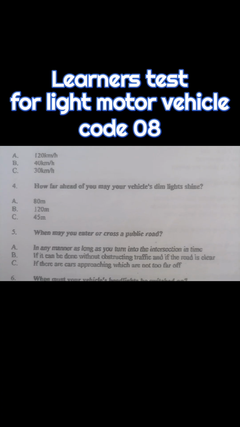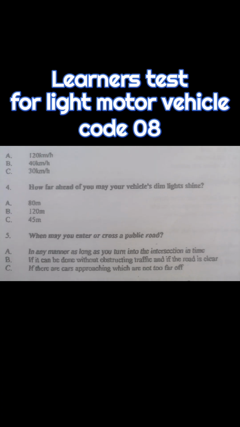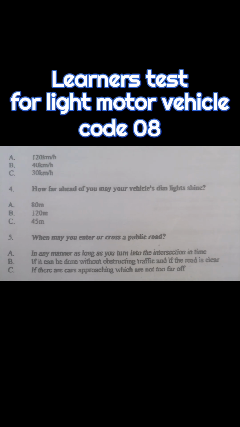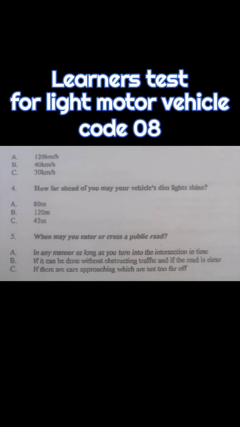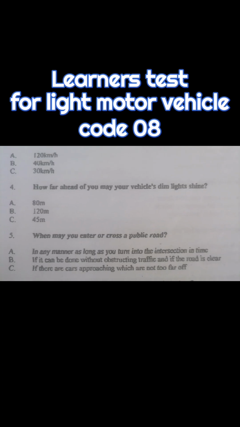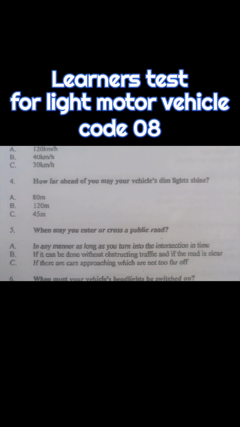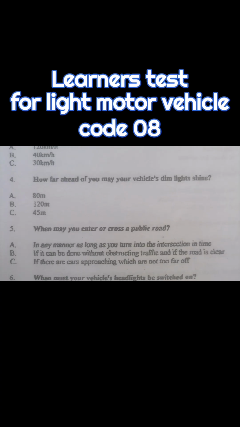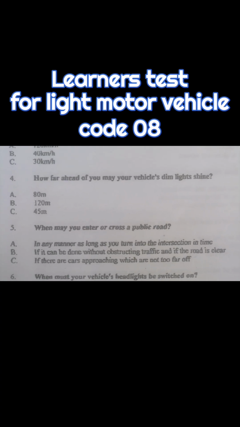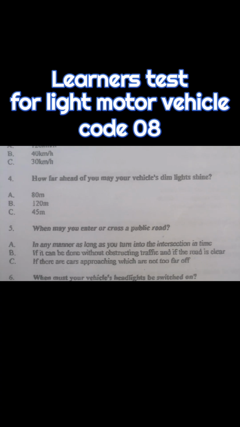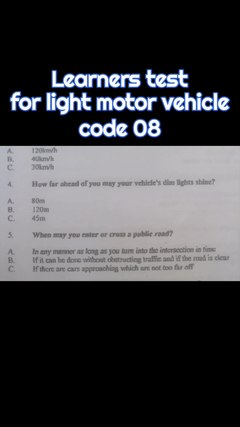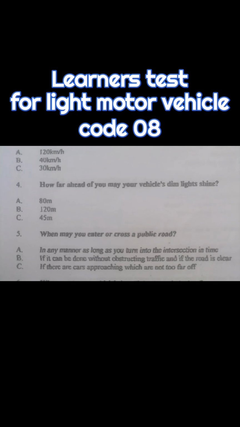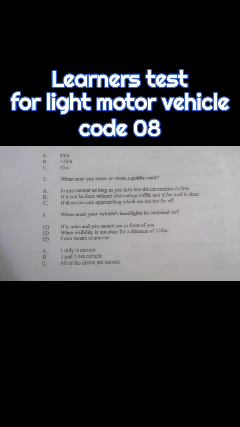Does that mean you want it to shine far away? Does it mean you want it to shine close by? The answer is close by, and close by is going to be about 45 meters, which will illuminate the car. If the lights shine far away, it's not going to illuminate the car, but it's going to illuminate the road, causing you to see for a distance. So the answer here is going to be C, 45 meters.